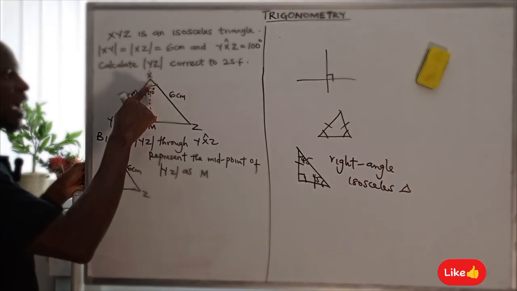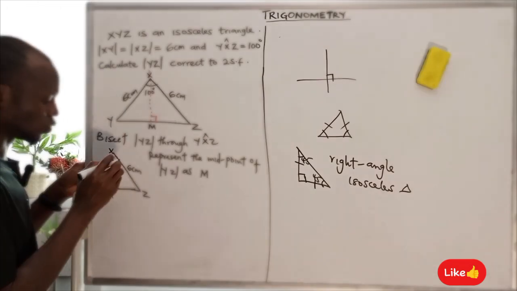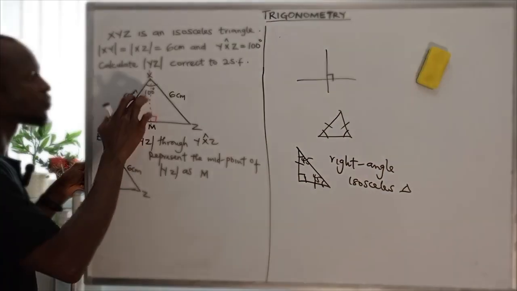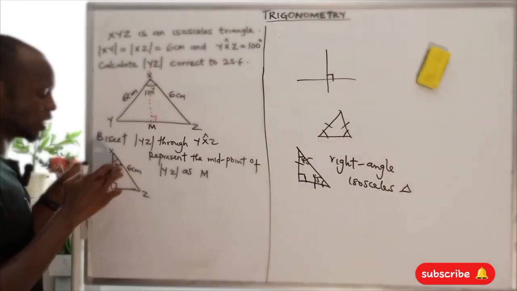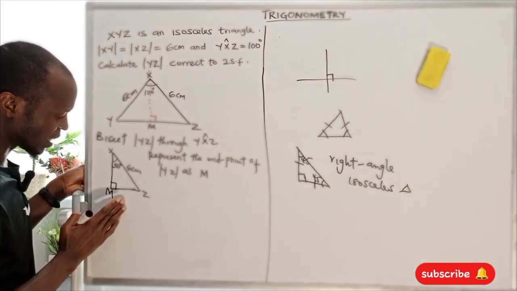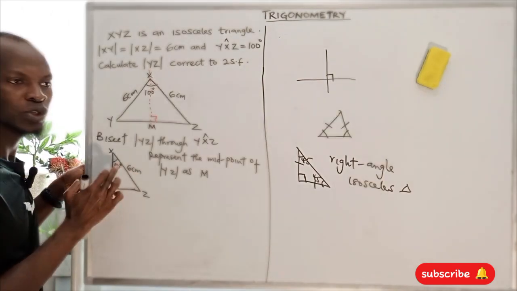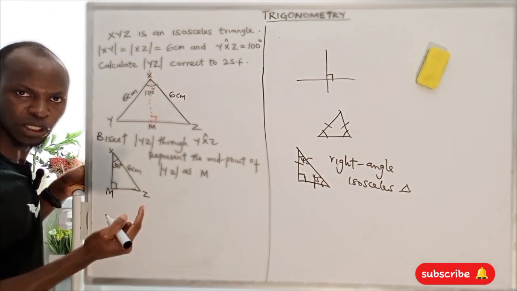So don't forget, I have bisected this angle. So this angle will be what? 50 degrees. That shows that if you divide this 100 by 2, you get 50 degrees. So in this case, I have a right angle and I have one side known and one angle known. So I can use what we call trigonometrical ratio.